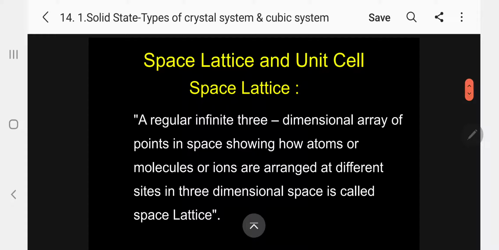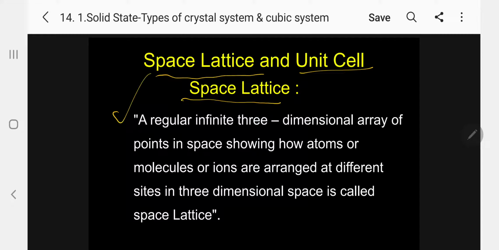Before entering into the details of solid state, let me introduce two important terms to understand what a solid is: space lattice and unit cell. What is space lattice? A regular, infinite, three-dimensional array of points in space showing how atoms or molecules or ions are arranged at different sites in three-dimensional space is called space lattice.